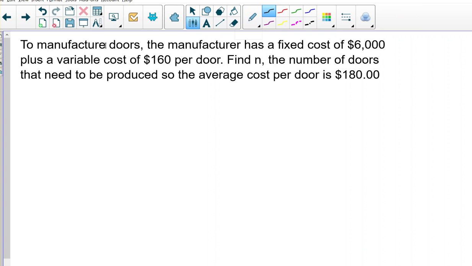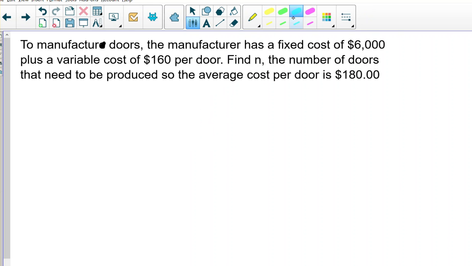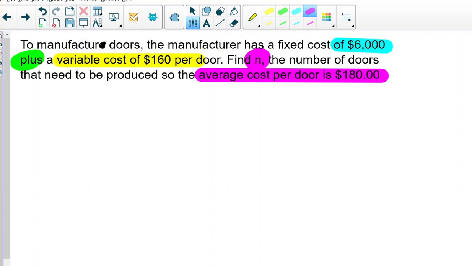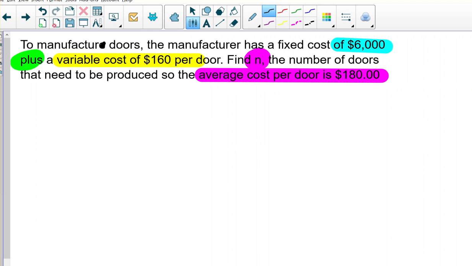Okay, first, ignore the typo. Next, let's highlight some important information. So there is a fixed cost of $6,000 plus a variable cost of $160 per door. We are finding N, the number of doors that need to be produced, so the average cost per door is $180.